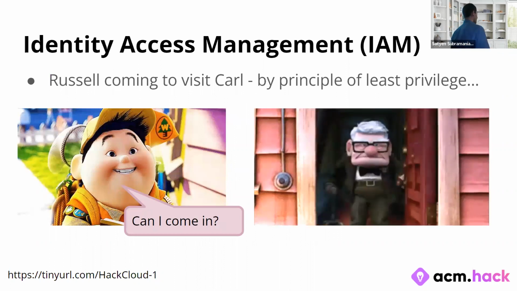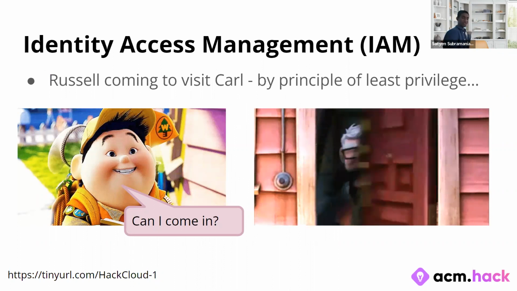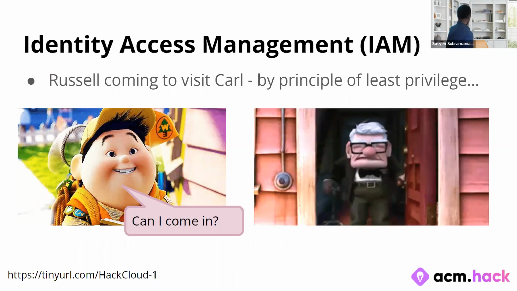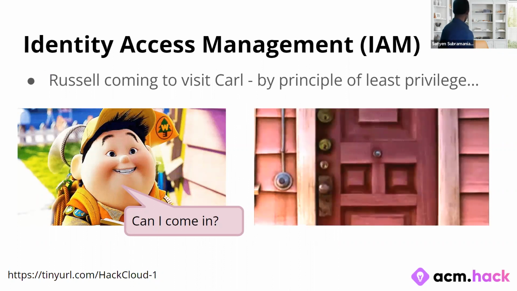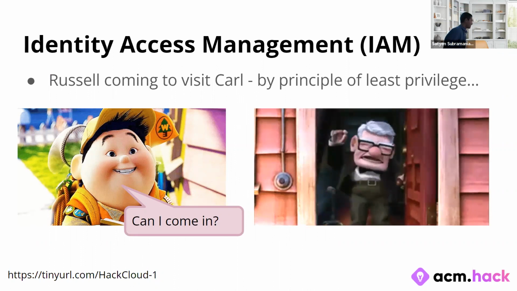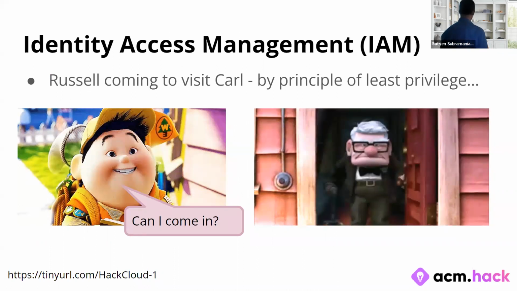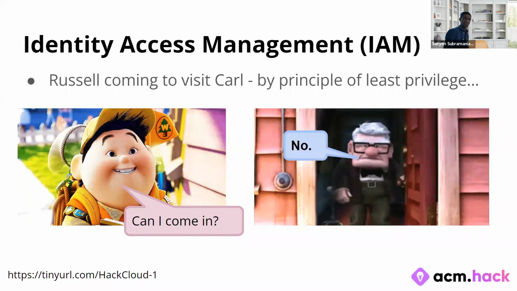To illustrate how IAM works with AWS and most cloud providers, we're going to go through a little example. Here, Russell wants to go visit Carl. He shows up at his house, asking if he can come in. But by the principle of least privilege, like Hayden mentioned, Carl says no. He denies access by default to everything.